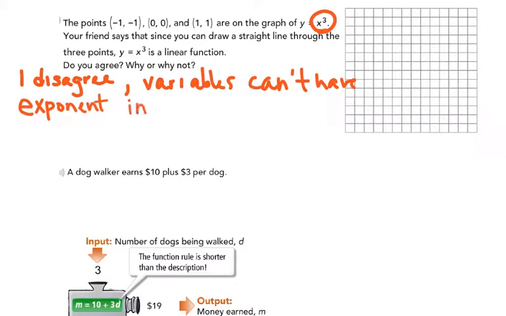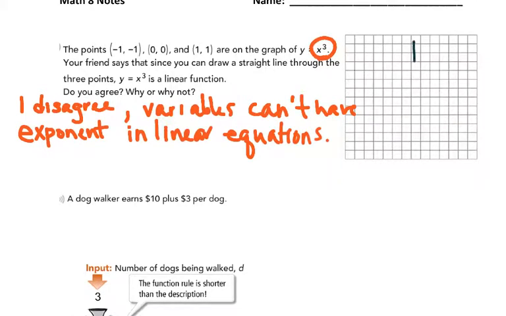In linear equations. So let's take a moment to see what's going on here. So if I make my axes, and I plot the points -1, -1, 0, 0, and 1, 1, I can see that those do look like they form a line. Now, if I have x equaling 2, y equals 2 cubed, I get 8 out.